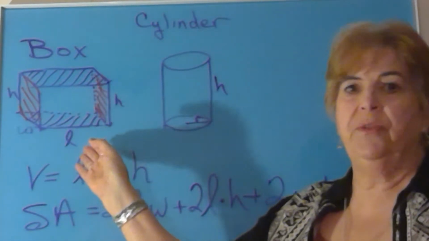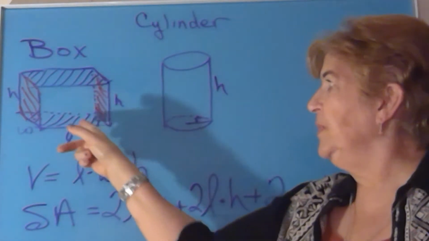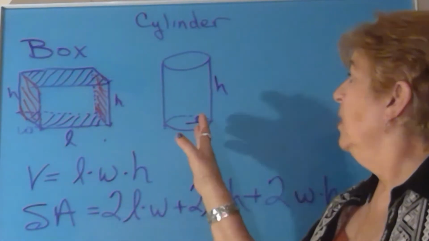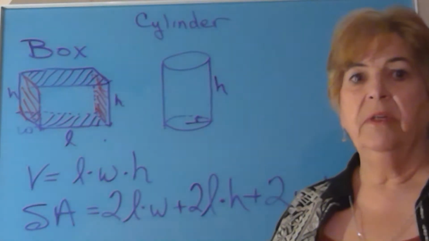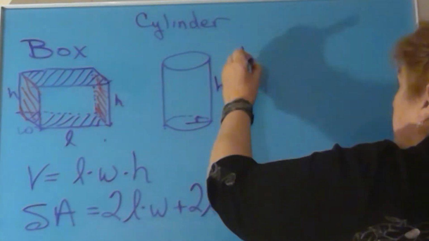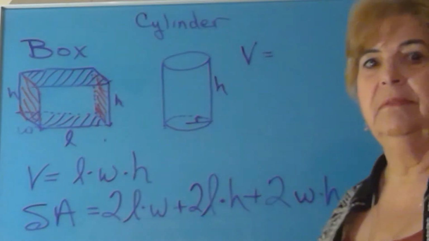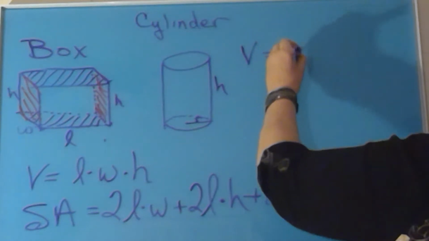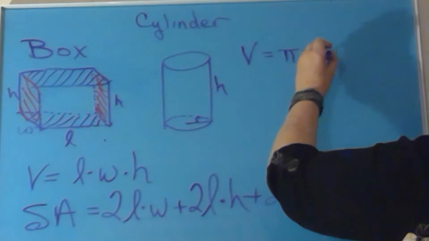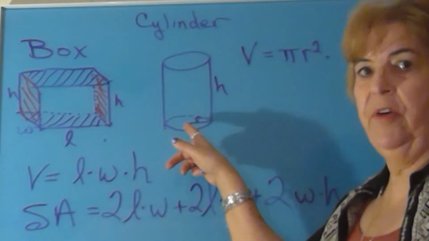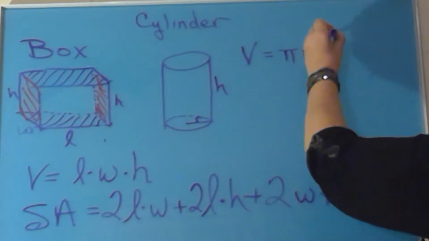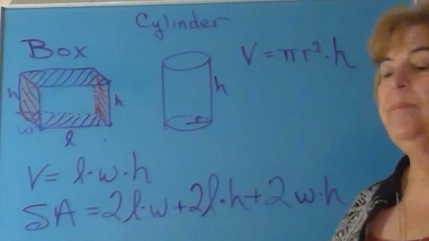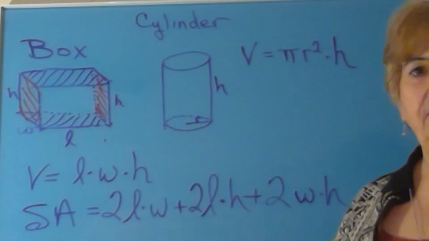So over here I told you that the volume of a box is simply the area of the bottom, length times width, times the height. Well, to find the volume of a cylinder, it's very similar. You have the area of the base, which is pi r squared. That gives you the area of the bottom, and then you multiply it times the height. So that's how you find the volume of a cylinder.